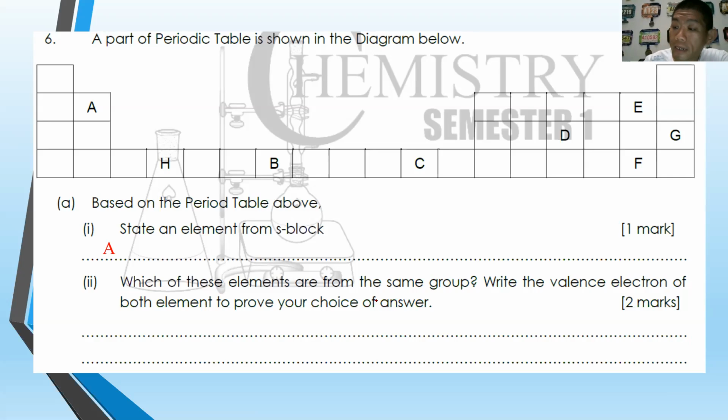So as you can see clearly here, the ones from the same group, which are they? You see clearly they are from block B and also block F. Okay, so you have to write the valence electron, where E here has 2s2, 2p5, and F here has 4s2, 4p5. Okay, so with that, that is for 4A.